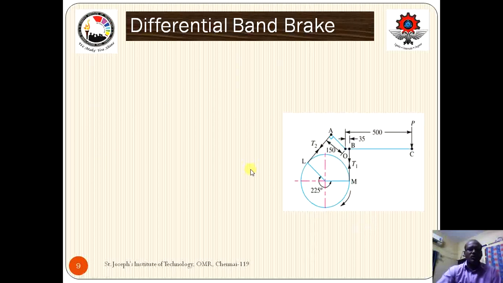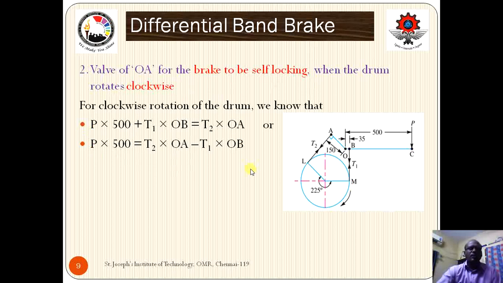Now the other question is asked: what is the value of OA for the brake to be self-locking? That means when P is 0, what will be the OA value? That's what is asked, OA. So you take OA as unknown X and find the P value by putting 0 here. If you write this equation, the drum rotates clockwise, so T1 will be here and T2 here. P is clockwise, T1 is clockwise, and T2 is on the opposite side. So P into 500, T1 into OB, and T2 into OA.